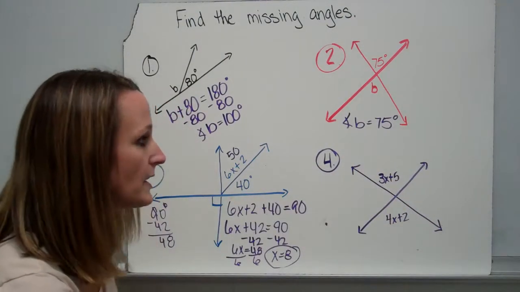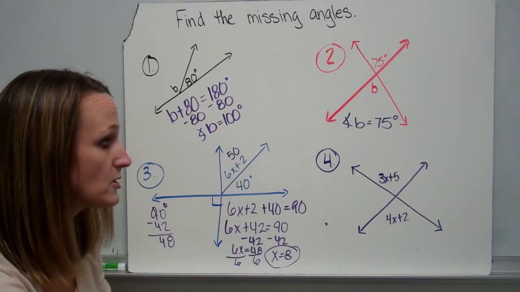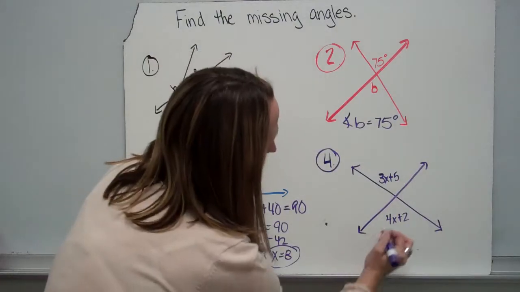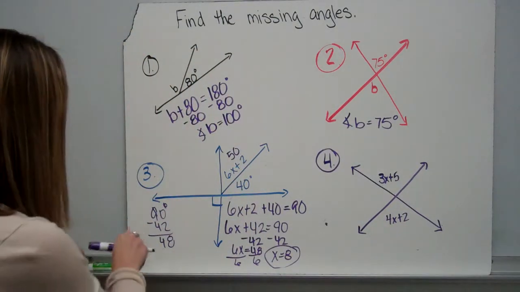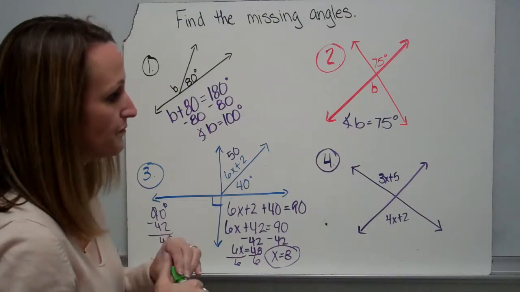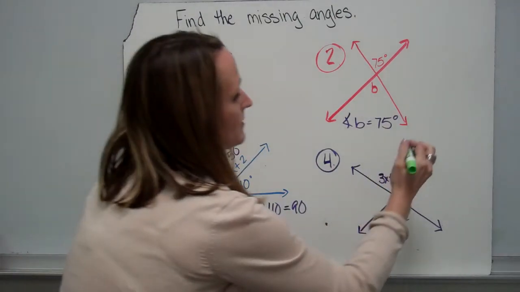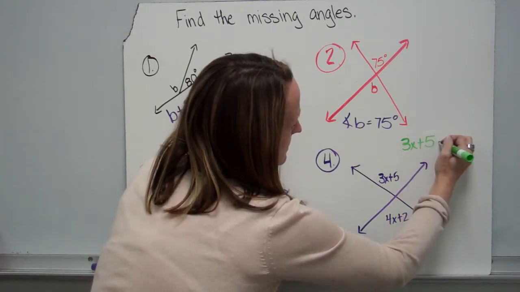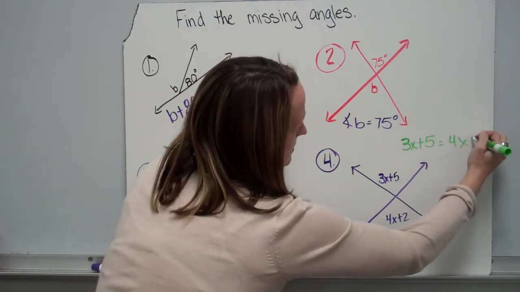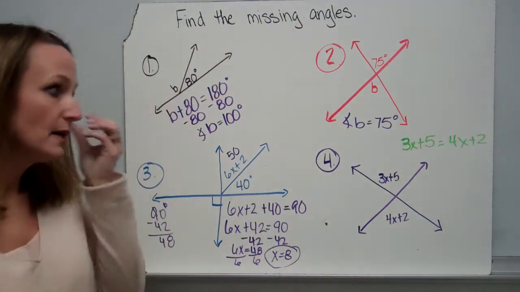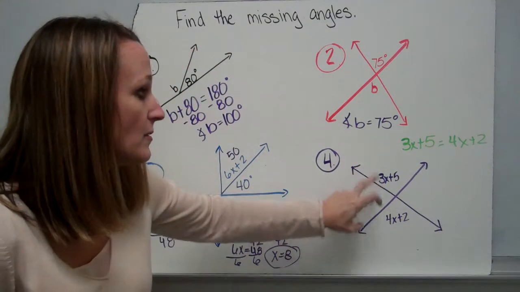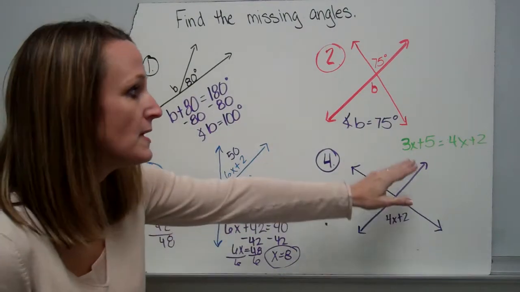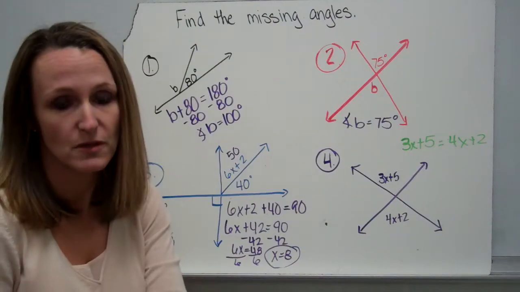Now look at this one. Also a set of vertical angles. Remember, vertical angles are congruent. So to solve for x over here, I have to set these two equal to each other. Oh, I didn't leave myself much space. I'm also going to change colors. So, to do this one, I want to do 3x plus 5 equals 4x plus 2. Again, I set them equal to each other because they are vertical angles, and we know that vertical angles are congruent.